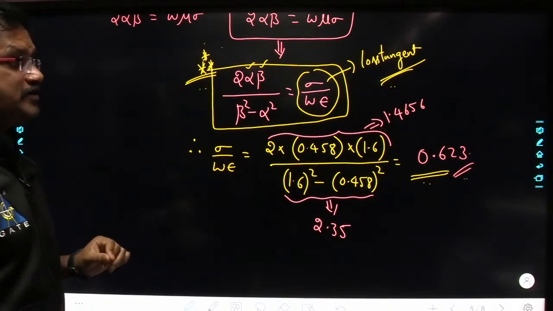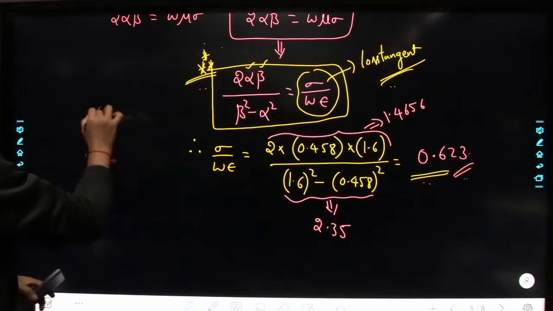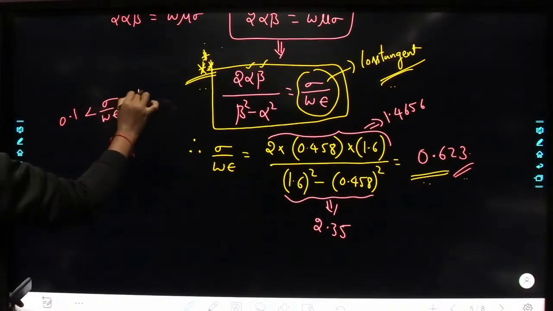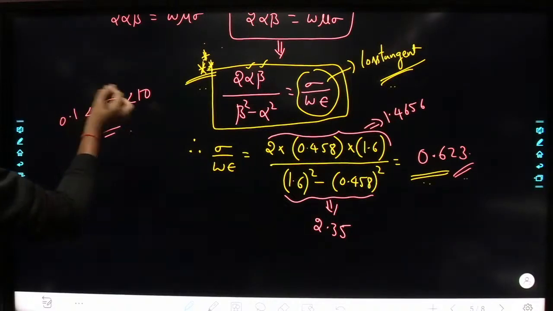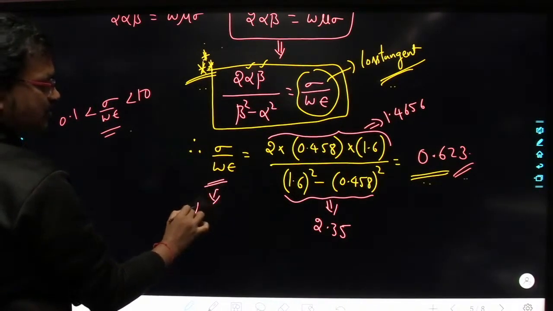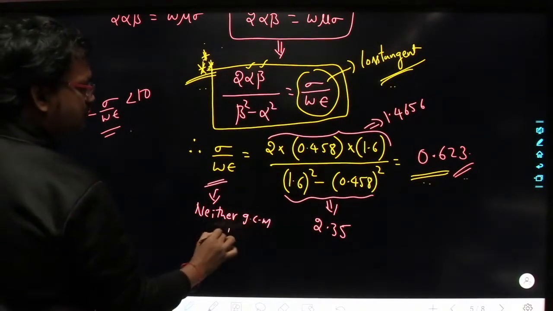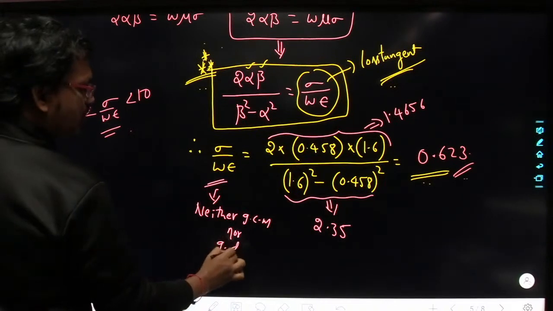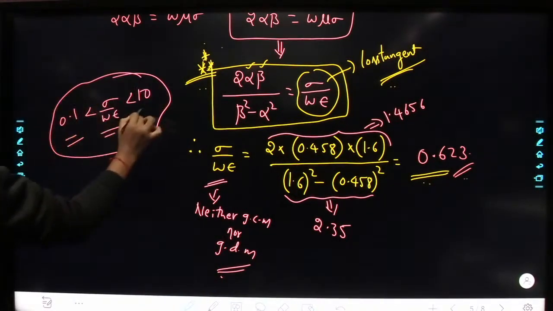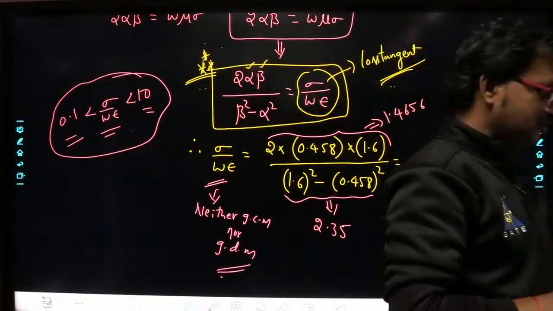Okay. So 0.623 means it is greater than 0.1. Yes or no? So here the sigma by omega epsilon ratio is lying between 0.1 and 10. 0.6 means it is greater than 0.1. Right. So that means the medium is neither a good conducting medium nor a good dielectric medium, right? Because it is lying between 0.1 and 10.